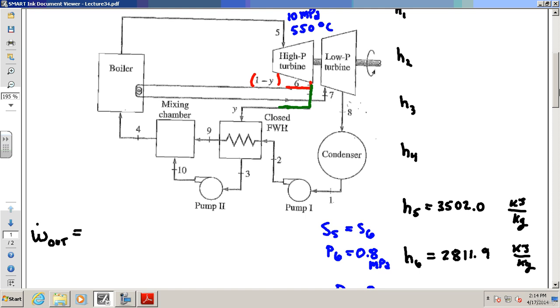Let's just pretend we know all of the H's. How can I write an expression for the work output of the high pressure turbine if I knew what all the H's were and I knew what m dot was? So can you give it to me in terms of m dots and H's? Mass flow rate times H6 minus H5.